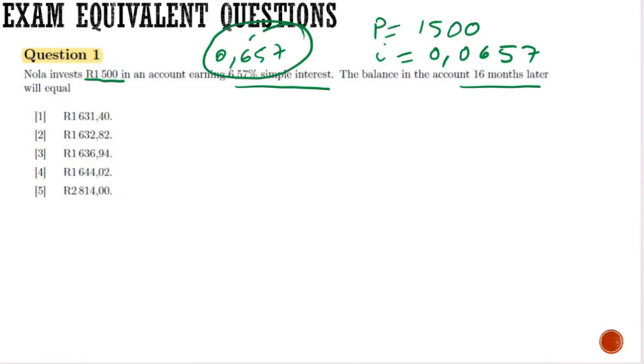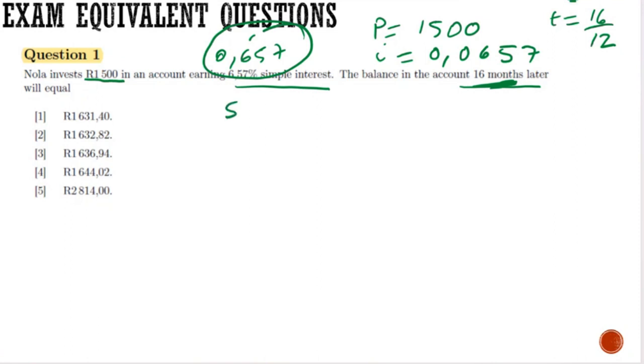And then we are saying the balance is 16 months later. Remember, if ever the time is not given as an annual time, you need to divide by 12, because the unit here is months. So your time is going to be equal to 16 divided by 12. That is very critical in this question. This question is highlighting those critical aspects of how you write the time if it's not given as a yearly rate. Okay, so now what is the simple interest formula?